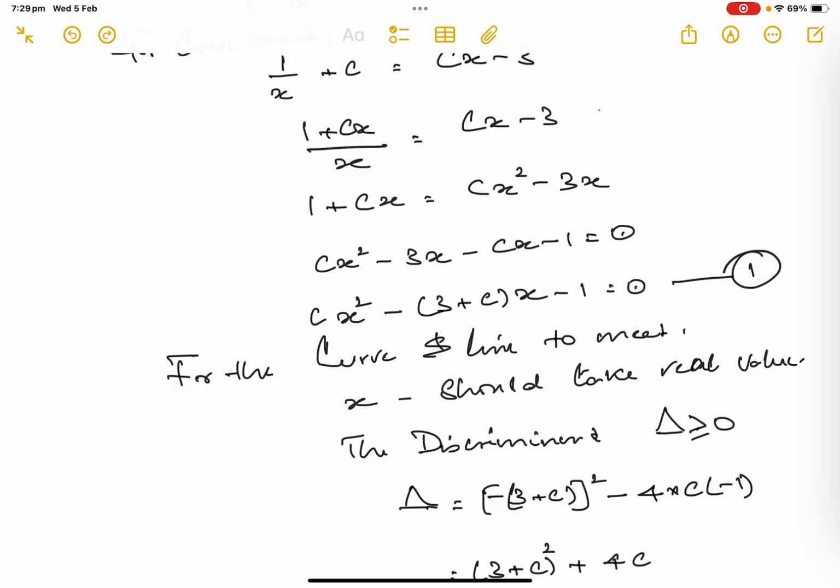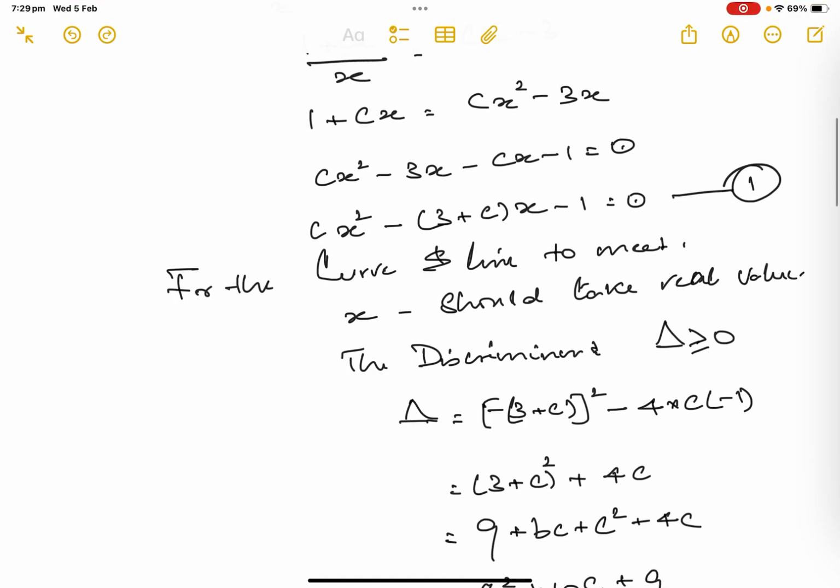So this tells us the line and the curve could meet at two places, provided that c is a constant. In order for the line and curve to meet at two places, the discriminant of this quadratic equation has to be greater than or equal to zero. Therefore, it gives you two real roots.